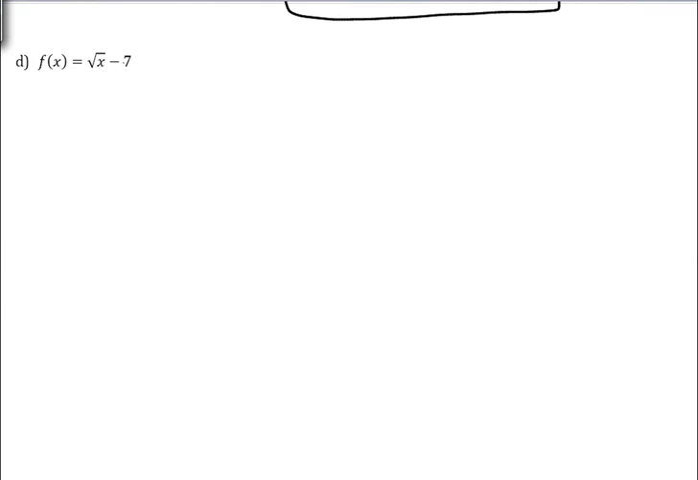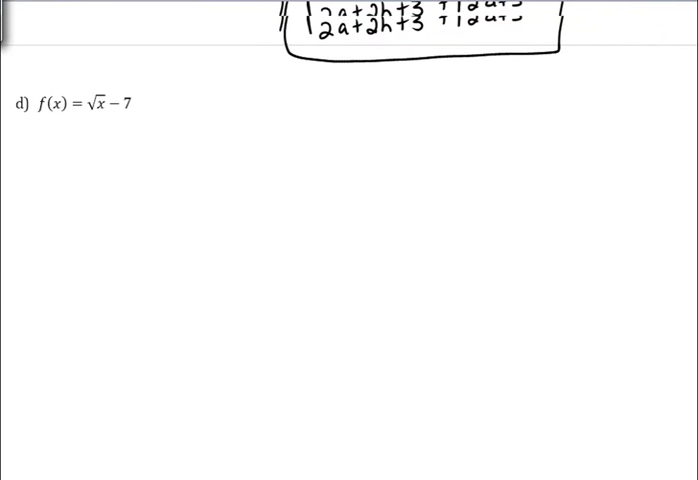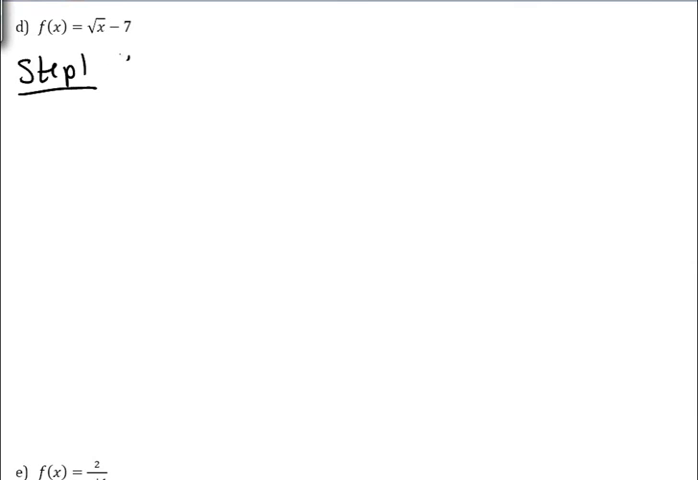Example D, so this is another problem with a square root in it, so our simplifying will be similar to what we did in the last example. So step 1 is to find f of a plus h. So that's going to be the square root of a plus h minus 7. And you can't simplify that at all, so we're ready to go to step 2.